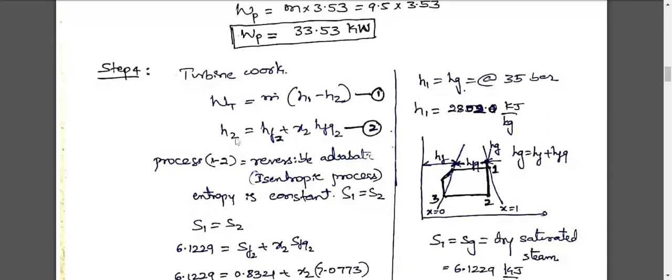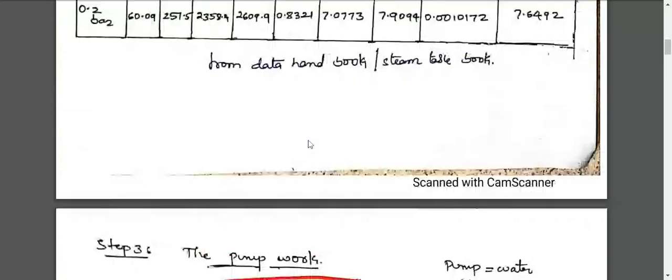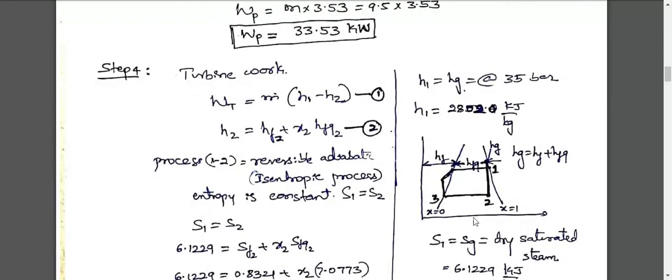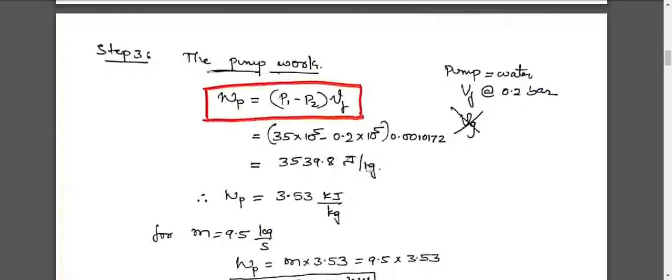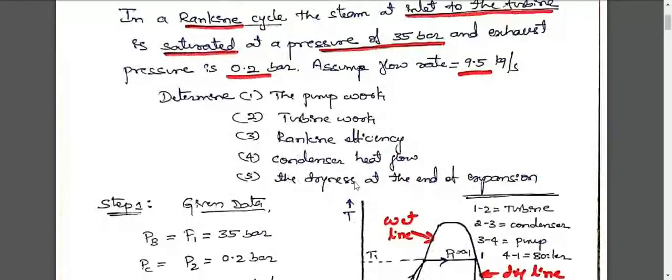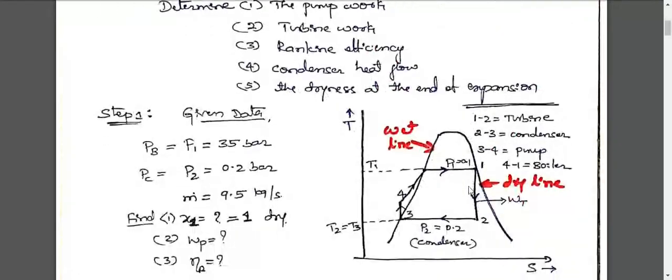Now to calculate H2, X2 is unknown. He has not given the value. Actually, he has asked the value of X2. Point number 2 is the exhaust point of the turbine. It is not inlet. Point number 1 is inlet, point number 2 is outlet. So here he has asked the dryness at the end of expansion, that is nothing but X2. So X2 is unknown, so we cannot calculate H2 yet.